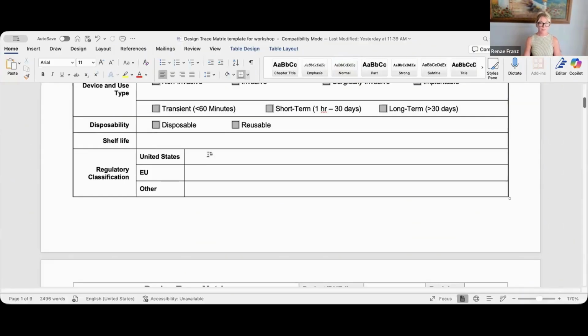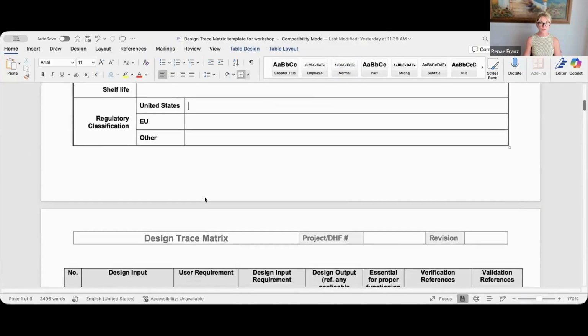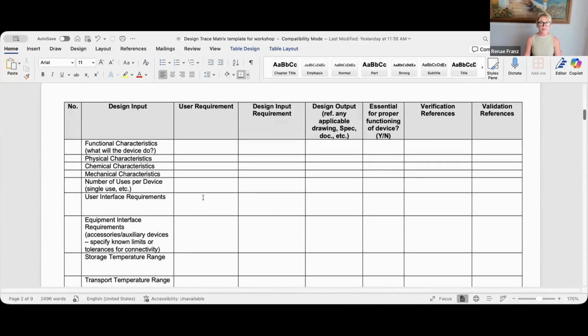This is where you'll put in your regulatory classification. And then this is where you're going to really get into your user requirements. Functional characteristics. Again, out of respect for any current clients with devices in the market, I'm going to focus on that whole blood mixer. Unless any of you have a product that you want to run through this, I can open it up to that.